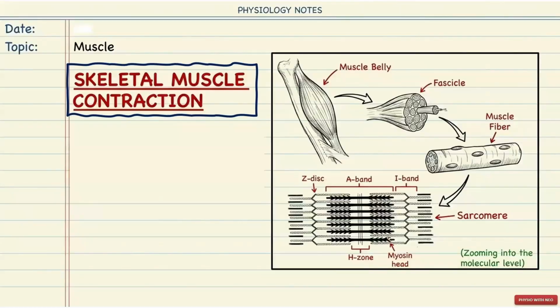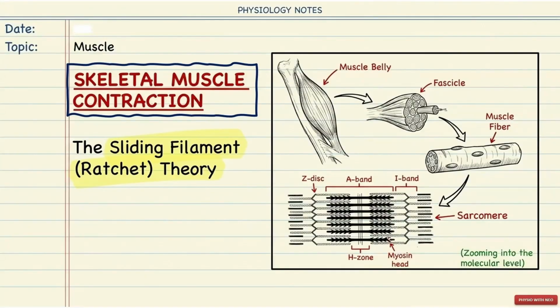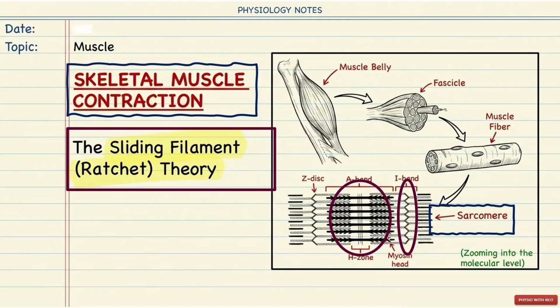Today's topic is skeletal muscle contraction, specifically the sliding filament theory. Now, before we jump into calcium and ATP, let's understand one fundamental question. What actually happens when skeletal muscle contracts? Does the actin filament become shorter? Does the myosin filament become shorter? No. This is the first concept you must remember. During contraction, the actin and myosin filaments slide past each other, causing the sarcomere to become shorter. That's why we call it the sliding filament theory.